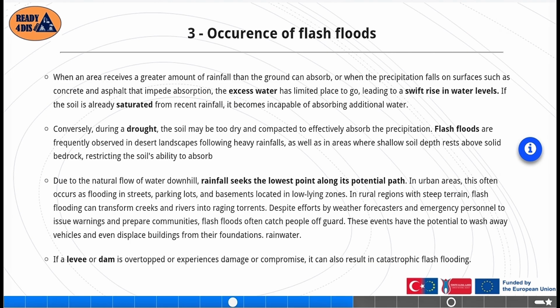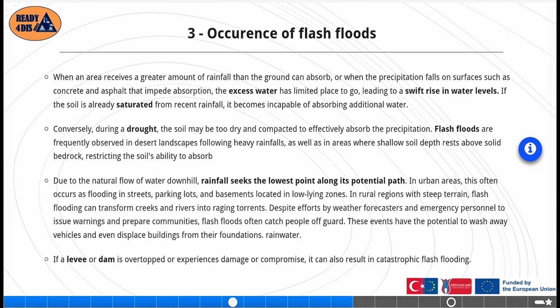Flash floods are frequently observed in desert landscapes following heavy rainfalls, as well as in areas where shallow soil depth rests above solid bedrock, restricting the soil's ability to absorb. Due to the natural flow of water downhill, rainfall seeks the lowest point along its potential path. In urban areas, this often occurs as flooding in streets, parking lots, and basements located in low-lying zones. In rural regions with steep terrain, flash flooding can transform creeks and rivers into raging torrents.